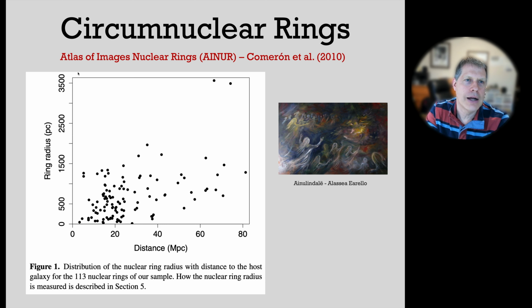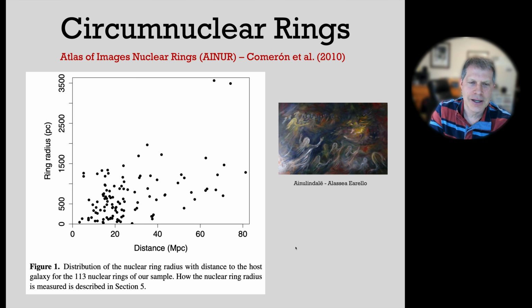And this is all part of a project called the Atlas of Images of Nuclear Rings, or AINUR, which is a very nice name for a project that is studying rings, of course. And here is a plot that basically shows the ring radius in parsecs versus distance, I believe, to the galaxy in megaparsecs. And you can see the ring radius can be fairly large, can go up to about 2 kiloparsecs or so, and goes down to sort of 150 to 100 parsecs or so. So these nuclear rings have a range of different physical sizes. Those are the general sizes that are found.